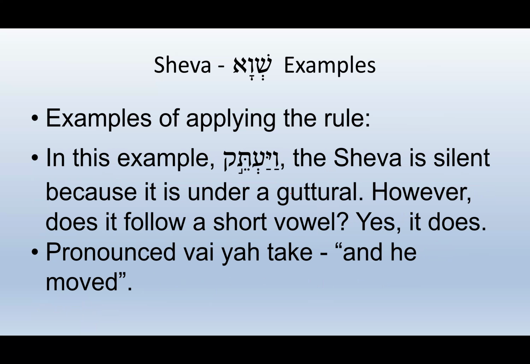Okay, another example applying the rules. We have va-ya'atek. Sorry, I'm off here. Vaya'atek. So we have a Shva. It's following a short vowel. So it's just va-ya. So this is actually making no sound at all. That ayin, it's a silent letter. The Shva is silent. So we just have va, ya, and then tek. Vaya'atek. And he moved.